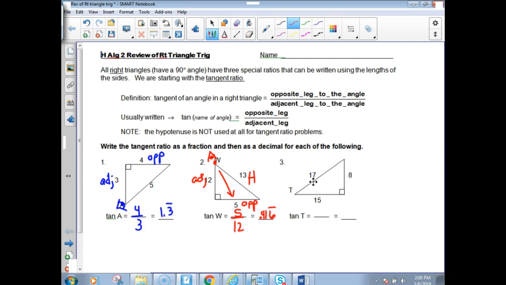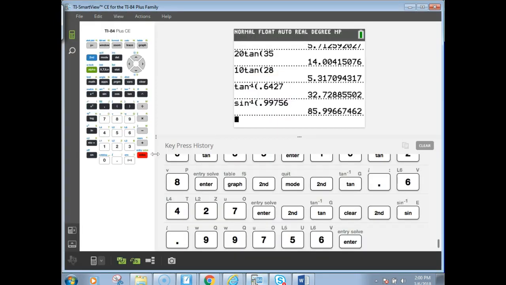Okay, then on the next one, tangent of T, if you're looking from T, the side opposite would be the 8, the side adjacent would be the 15. So tangent of T would be 8/15. And that's 8 divided by 15.